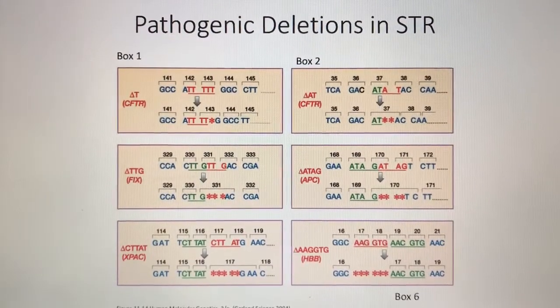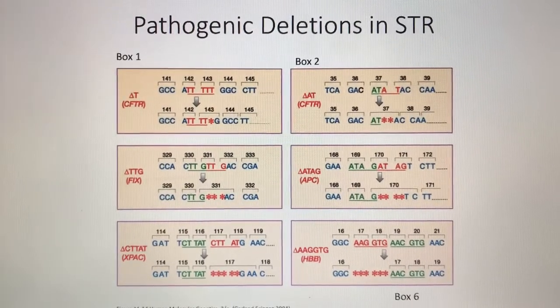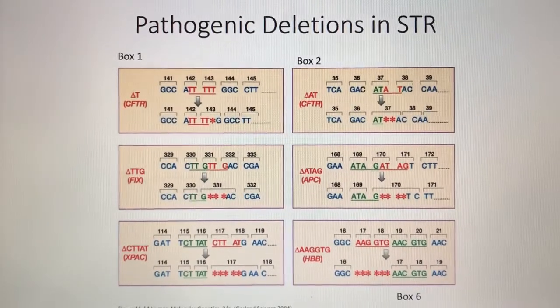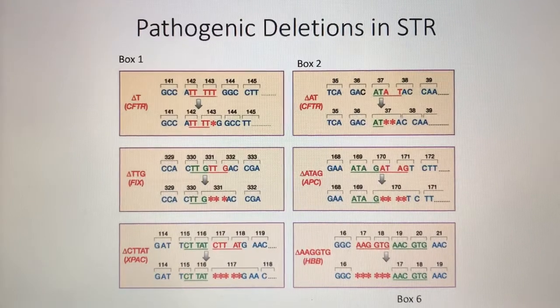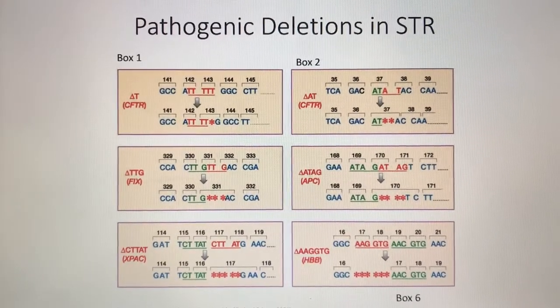Pathogenic deletions in short tandem repeats. In box 1, we see a frameshift because one of the T base pairs was deleted. Similarly, in box 2, we see a frameshift due to the A and T base pairs being deleted. However, in box 6, we don't see a frameshift because of the deletion of 6 base pairs, which is a multiple of 3.